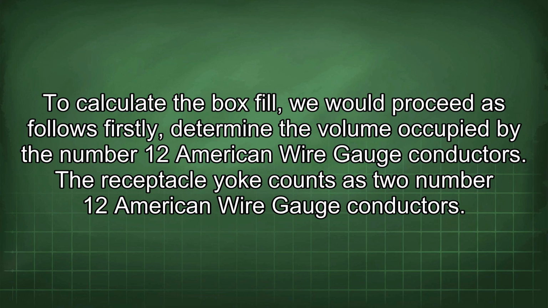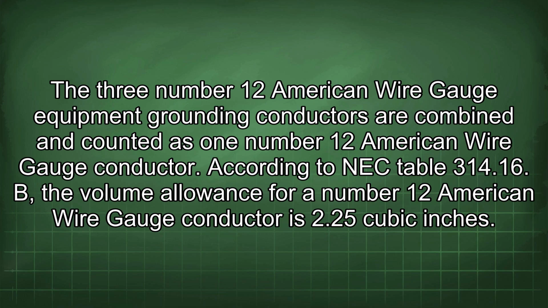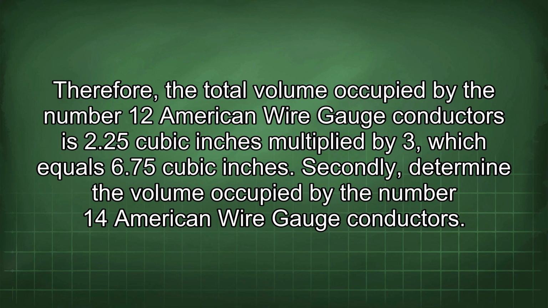Firstly, determine the volume occupied by the number 12 American wire gauge conductors. The receptacle yoke counts as 2 number 12 American wire gauge conductors. The 3 number 12 American wire gauge equipment grounding conductors are combined and counted as 1 number 12 American wire gauge conductor. According to NEC Table 314.16, the volume allowance for a number 12 American wire gauge conductor is 2.25 cubic inches. Therefore, the total volume occupied by the number 12 American wire gauge conductors is 2.25 cubic inches multiplied by 3, which equals 6.75 cubic inches.